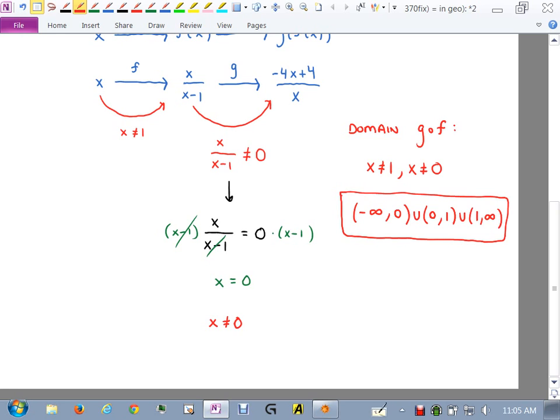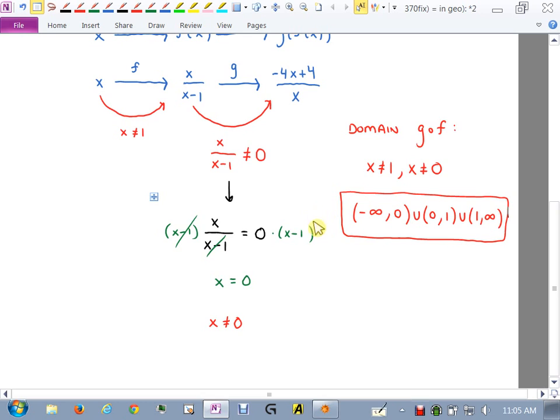The way I what? Took out? Mm-hmm. I set the f function equal to 0.